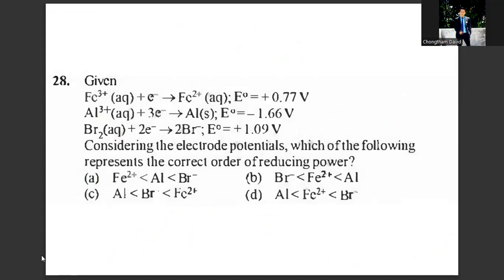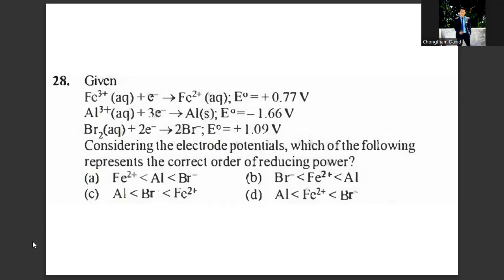28, you're given different types of reduction reactions, and you have standard reduction potential. Considering the electrode potential, which of the following represents the correct order of the reducing power? Remember, reducing character decreases down the series. Remember, electrochemical series, ECS, is very important for you to learn by heart. If possible, learn by heart the values also for some common ions.